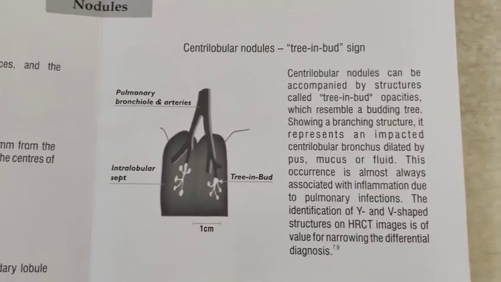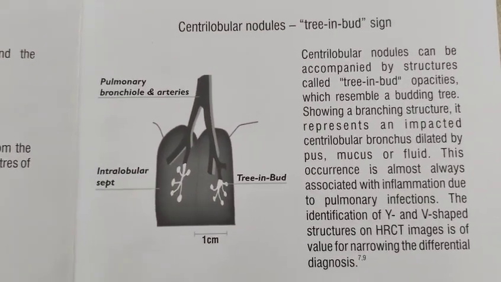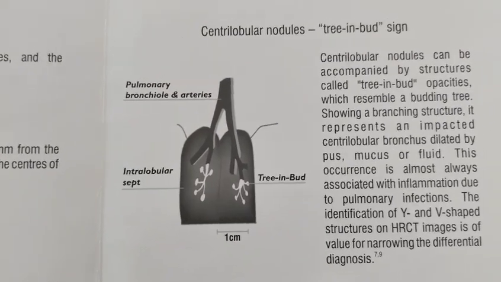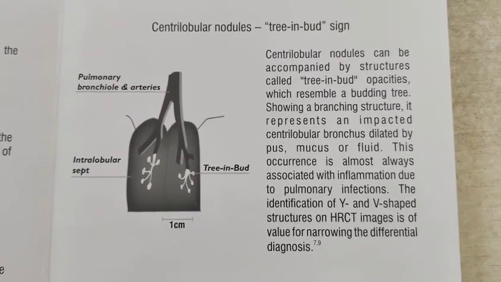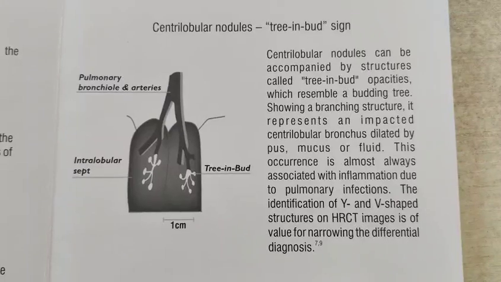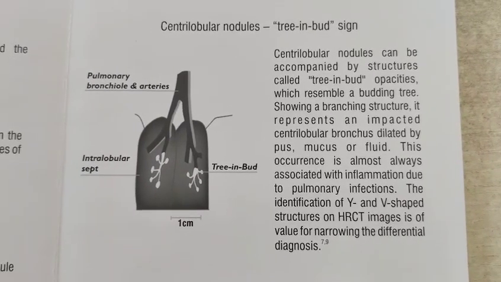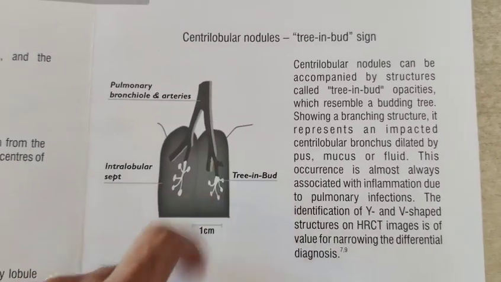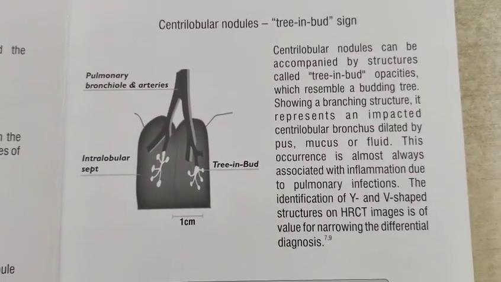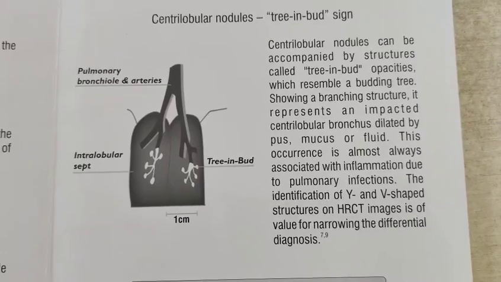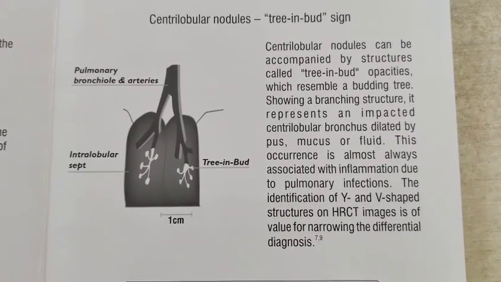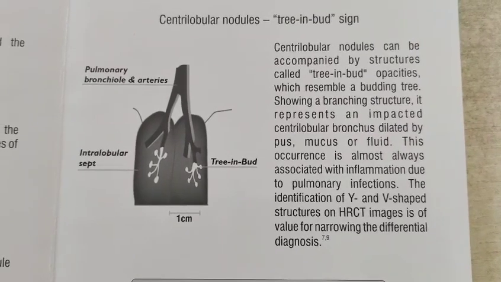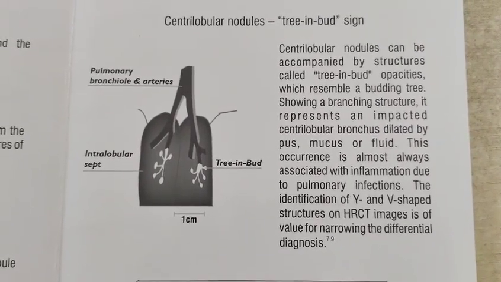Coming to the tree in bud sign. This is the pictorial representation of the tree in bud pattern. These are centrilobular nodules, which can be accompanied by structures called tree in bud opacities, which resemble a budding tree. This picture shows a branching structure. It represents an impacted centrilobular bronchus dilated by pus, mucus or fluid. This occurrence is almost always associated with inflammation due to pulmonary infections.